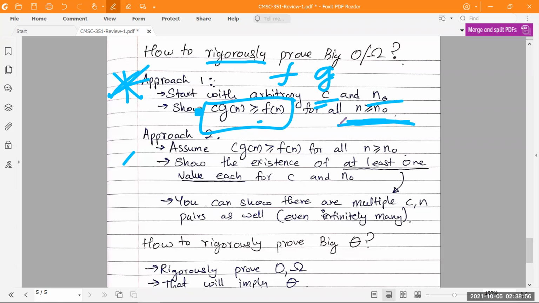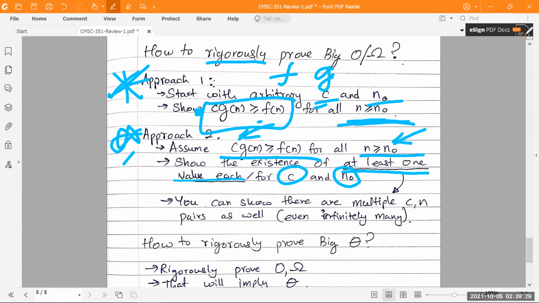Of course, you can go the other way as well. The other way would be to assume this is true: c g(n) is larger than or equal to f(n) for all n. You assume the whole thing, and then show that at least one c and one n naught exist. If you can solve this and show there is a particular value for n naught and a particular value for c, that is enough. All you have to show is at least one value each for c and n naught.